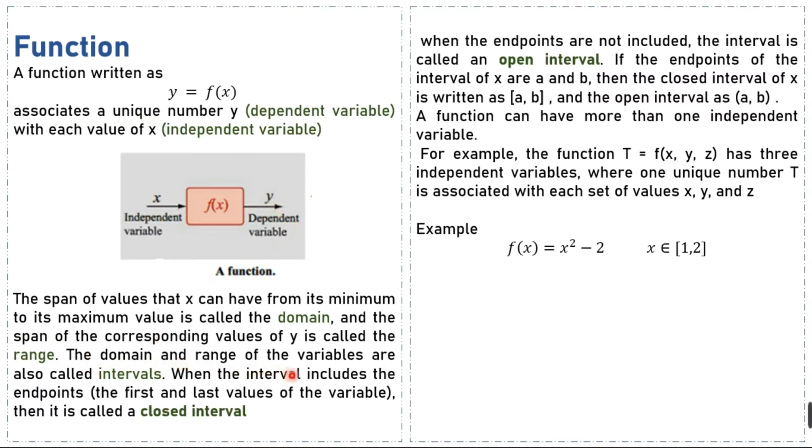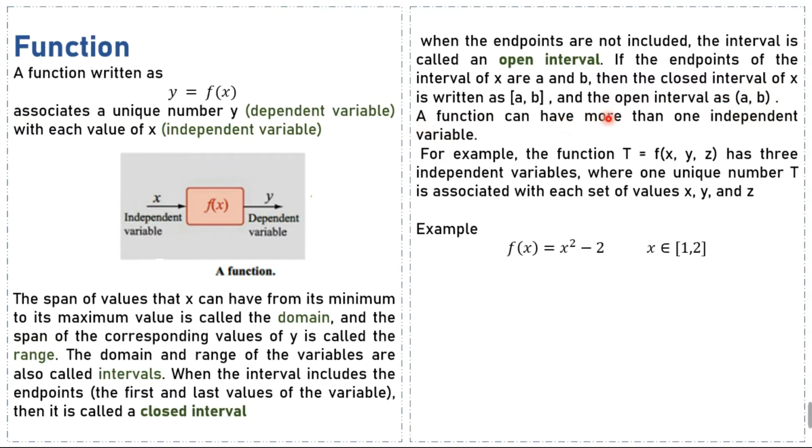The domain and the range of the variables are also called intervals. When the interval includes the end points, that is the first and the last value of the variable, it is called a closed interval. When the end points are not included, the interval is called an open interval. If the end points of the interval of x are a and b, then the closed interval of x is written in square brackets, and the open interval within round brackets.